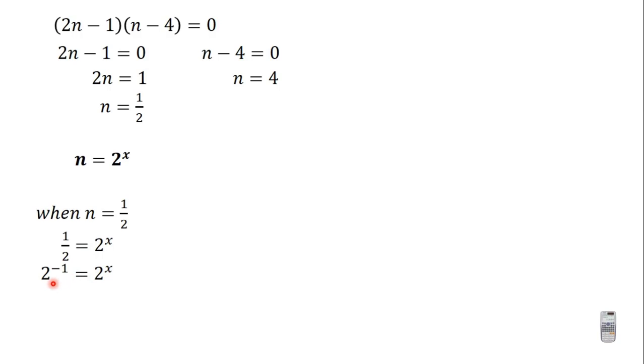The base on the left hand side is 2. The base on the right hand side is also 2. So we can equate the exponents. So we have x is equal to minus 1, or minus 1 is equal to x. This is for when n is equal to 1 over 2, or half. Let's consider when n is equal to 4, because that is another instance.